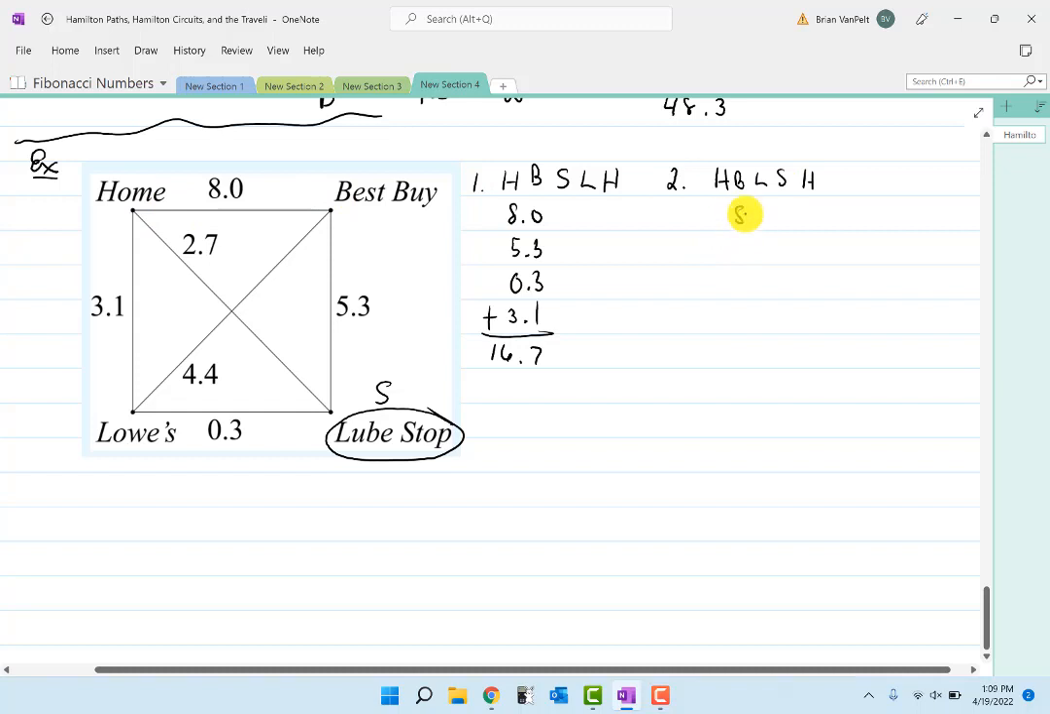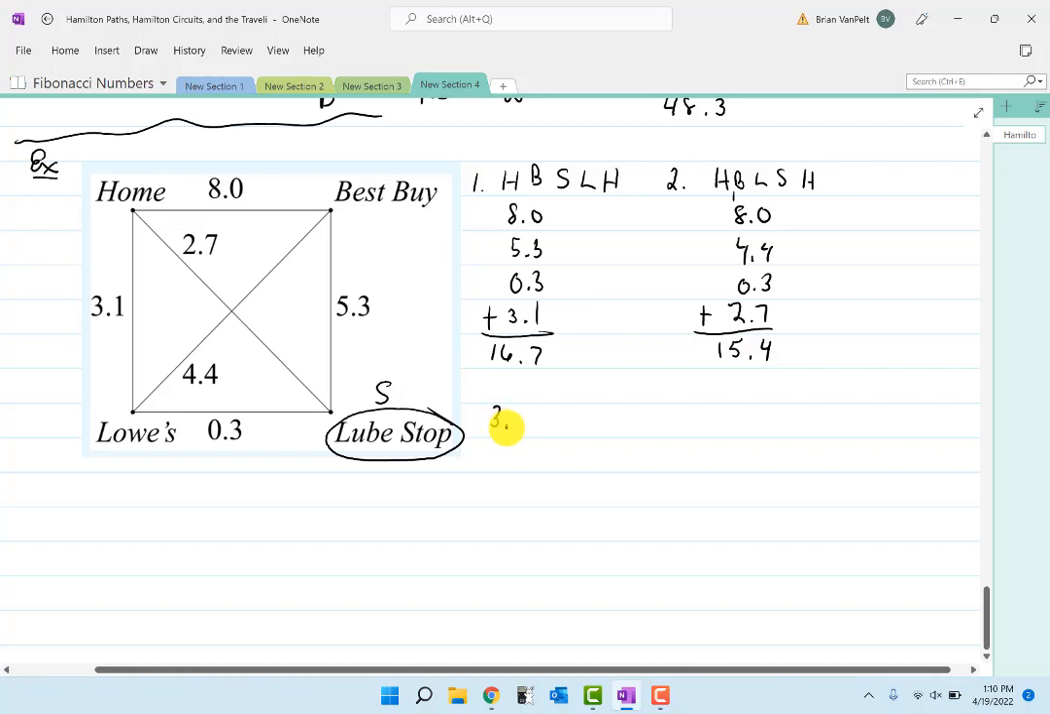H to B is still 8.0. B to L is 4.4. L to S is 0.3. And then S back to home is 2.7. And I get 15.4 that way.